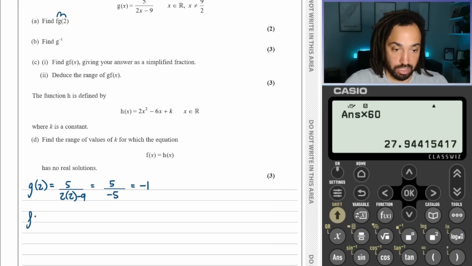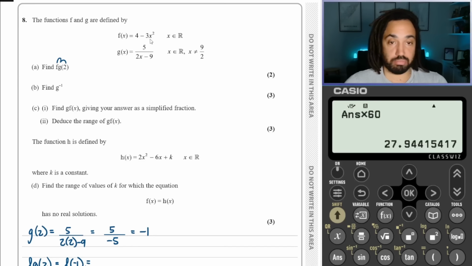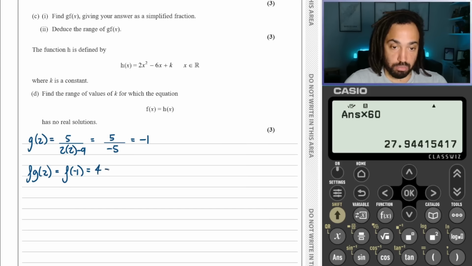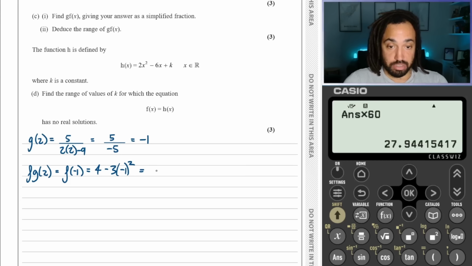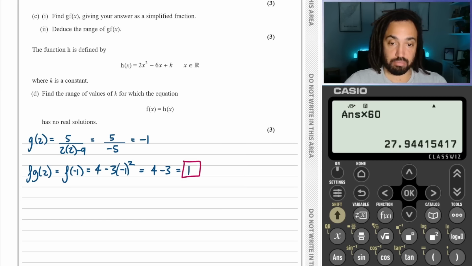So for us to find f of g of 2, we just put minus 1 into f, because that's what g of 2 is. Okay, so f is 4 minus 3x squared. So we're doing 4 minus 3, and the new value for x we're subbing in is minus 1 squared. Okay, so this is the same as 4 minus 3, because minus 1 squared is 1, so that's just equal to 1. So there we have it. 1.